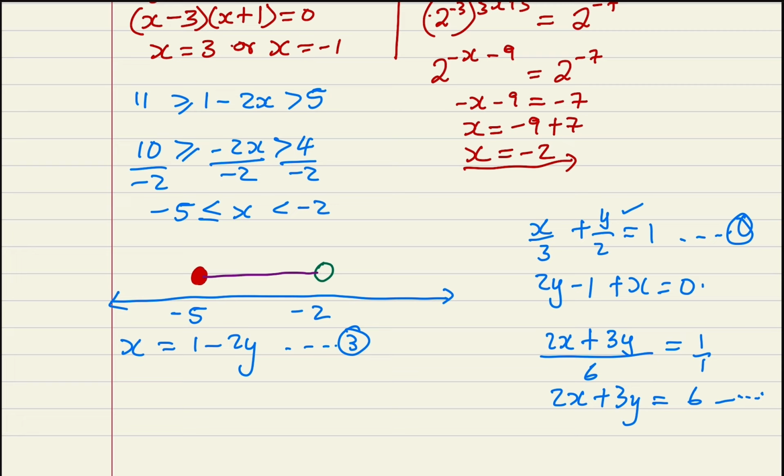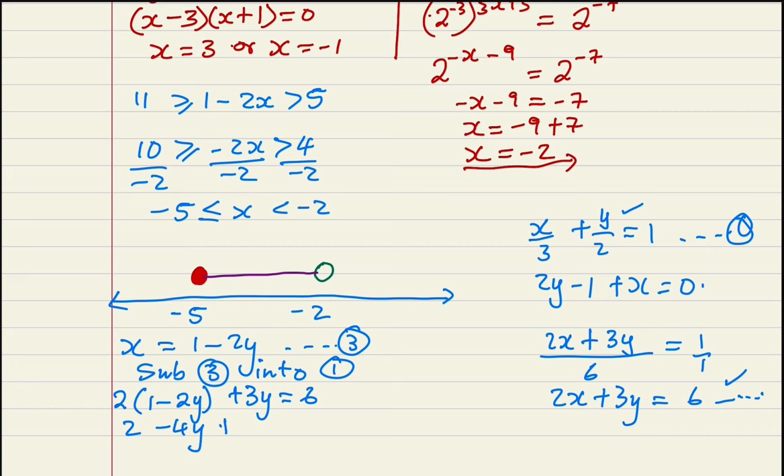Okay, then I substitute equation 3 into equation 1, which is this one now. So I will have 2 into 1 minus 2y plus 3y equals 6. Then I'll have 2 minus 4y plus 3y equals 6. Then take this to the other side. I'll have negative y is equal to 4. Then we know therefore that y is equal to negative 4.